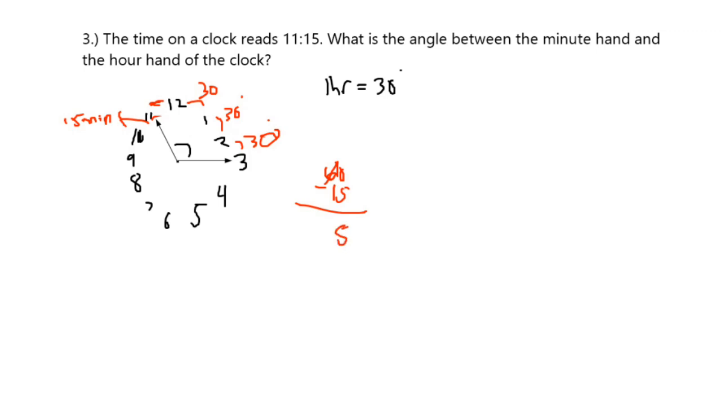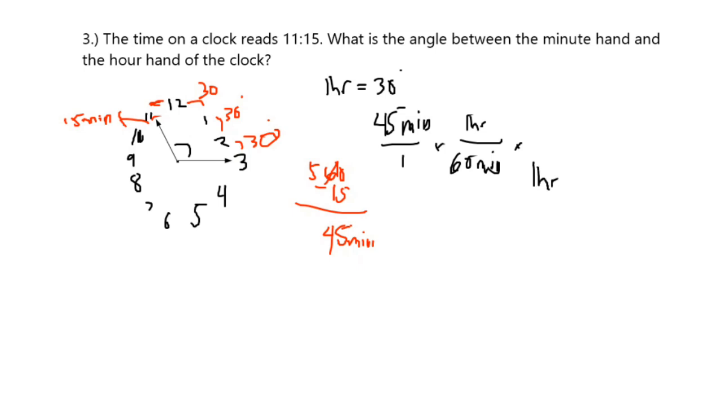So 60 minus 15. Okay, so we borrow 1 from 6. So 45 minutes is what is inside, which means 45 minutes is what we convert to degrees. So, 45 minutes over 1 times 1 hour over 60 minutes, and then 1 hour is 30 degrees. So we can just cancel the hour and cancel the minutes. So what we're going to do now is just simple mathematics.